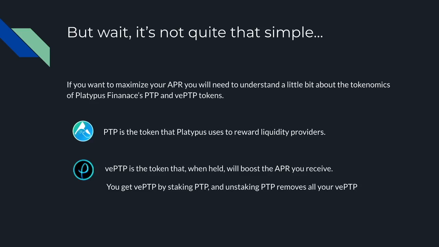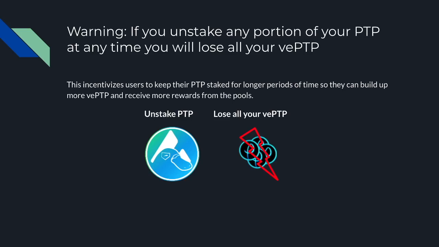That's very important to remember. So remember, if you ever unstake any of your PTP, you will lose all of your vePTP that you've accumulated over the previous time that you were staking PTP. This is an extremely important part of the tokenomics because this incentivizes liquidity providers to keep their PTP staked for longer periods of time, as if they unstake it, they'll have to restart over from 0 vePTP.